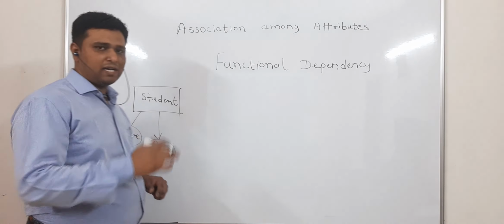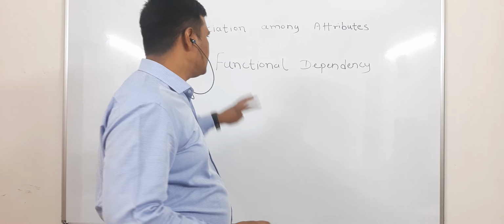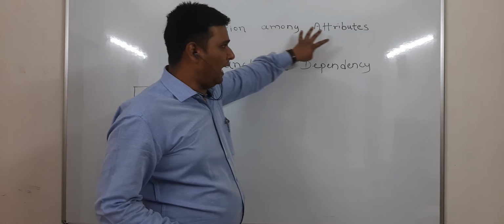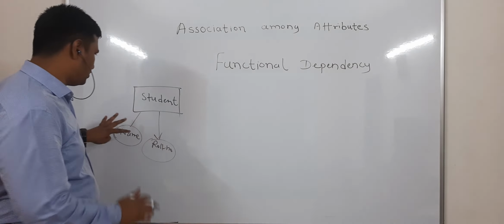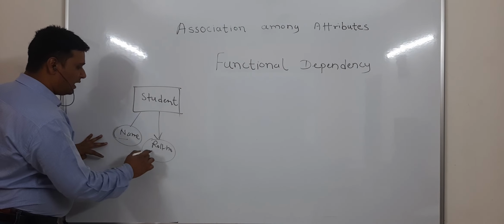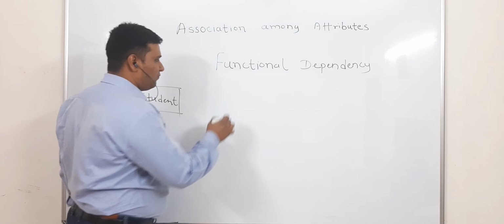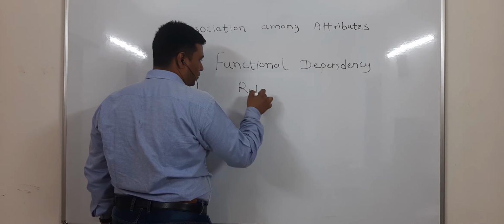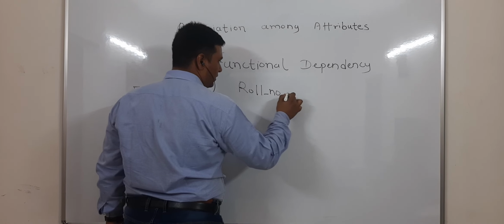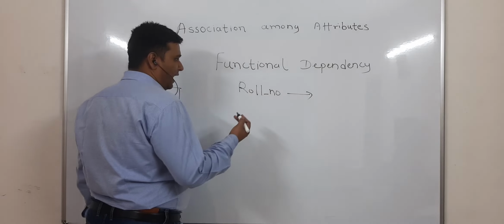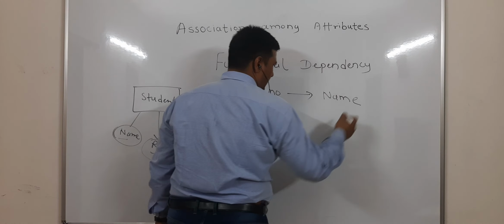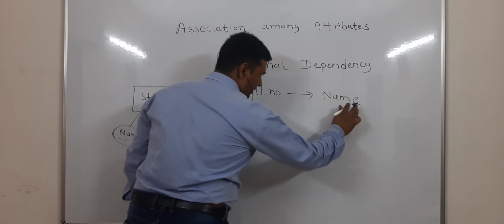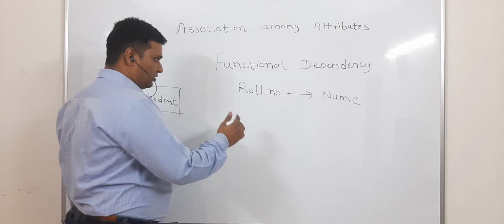So for understanding functional dependency, the definition says association among attributes is called functional dependency, right? So what are the attributes of student? Name and roll number. So if we want to find out the relationship between roll number, let's say roll number is one of the attribute and it determines the name, right? Generally roll number determines name, your Aadhaar card number determines your name. So this is called as functional dependency.